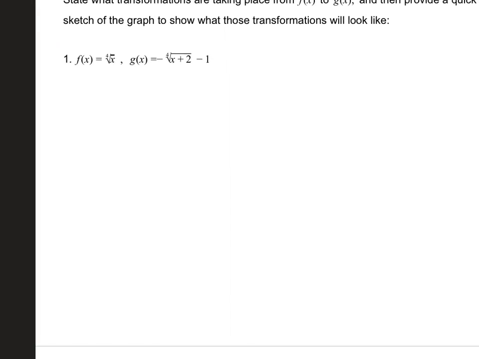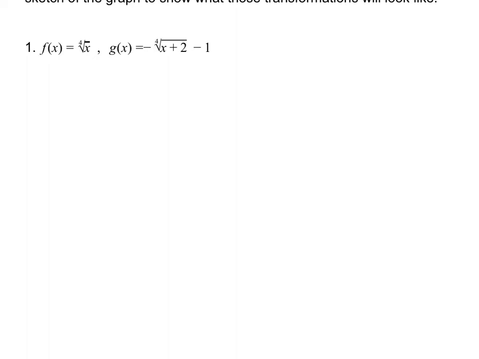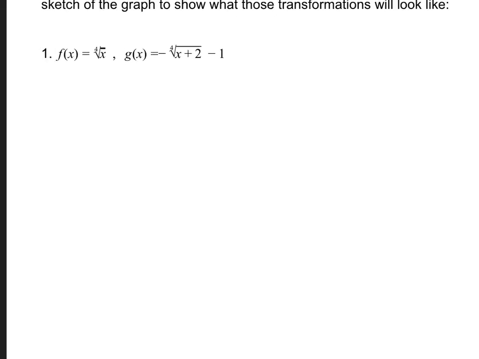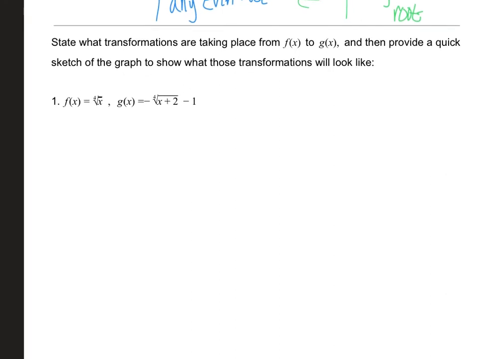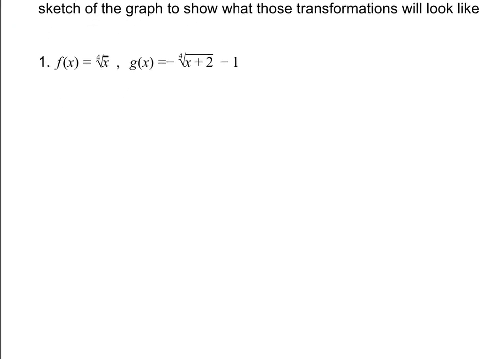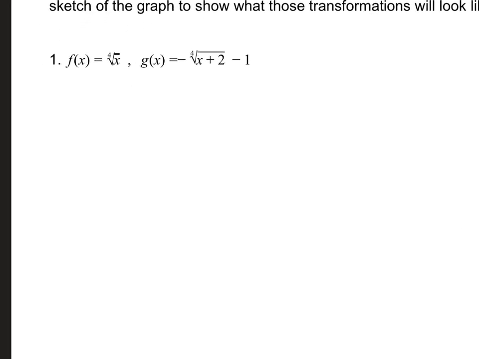So when we come down to number 1, again, guys, if you know your transformation rules, it's going to be a piece of cake, walk in the park, right? So what it's asking us to do is state what transformations are taking place from f of x to g of x, and then provide a quick sketch of the graph to show what those transformations look like, just to make sure you can apply those transformations to a coordinate grid, right, to make sure you know what it's going to look like, okay? So let's get started, right?